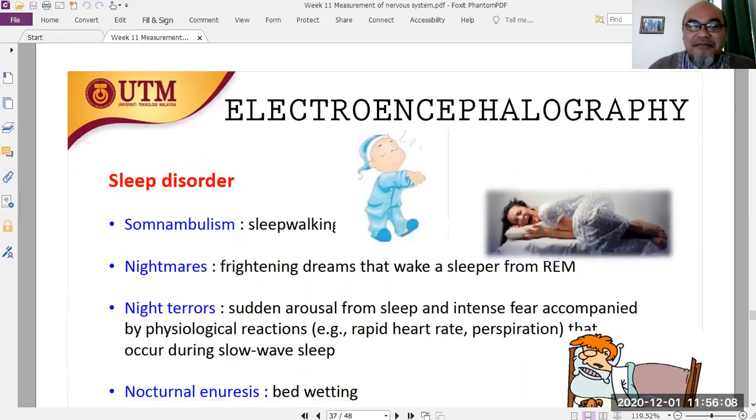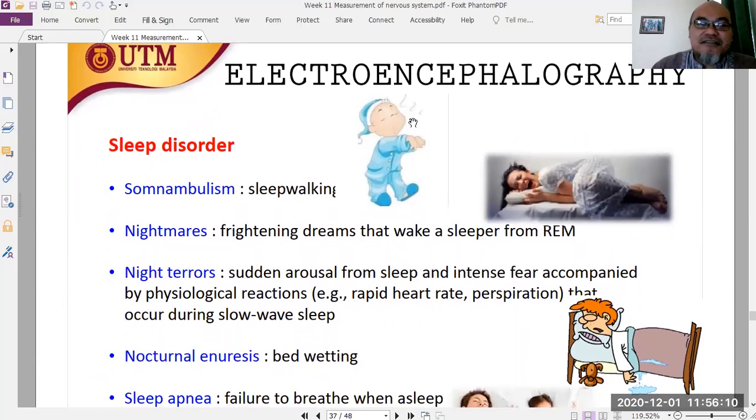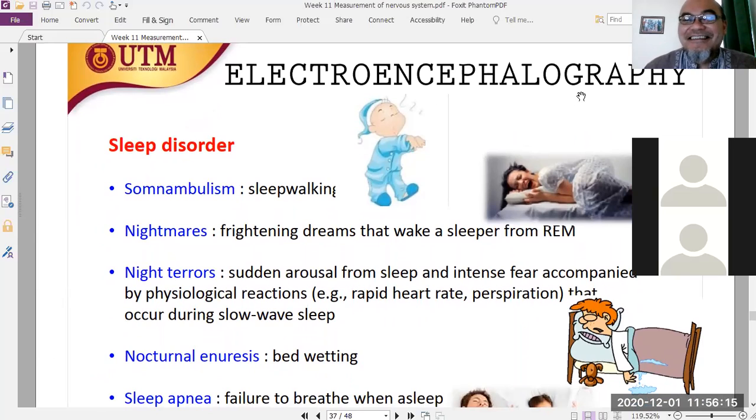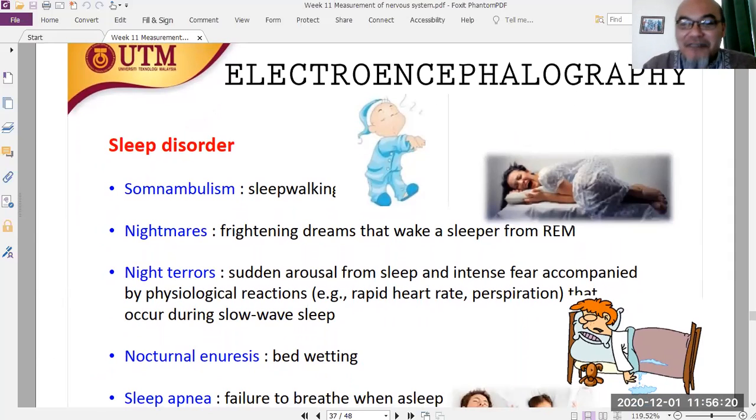Other sleep disorders: somnambulism, sleepwalking. Anyone have this? I hope not. What we are speaking of here is from the perspective of biomedicine, medical engineering, so not from others' perspective. Psychology and other disciplines of science may have different explanations for these sleep disorders, because sleep is an interesting phenomenon which is not yet completely clearly explained.